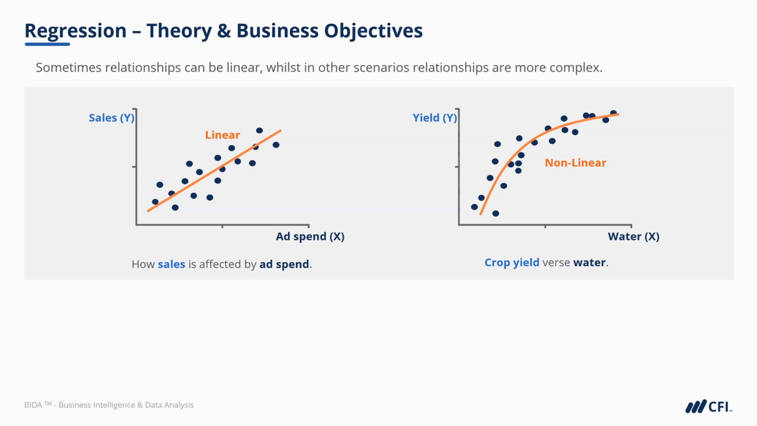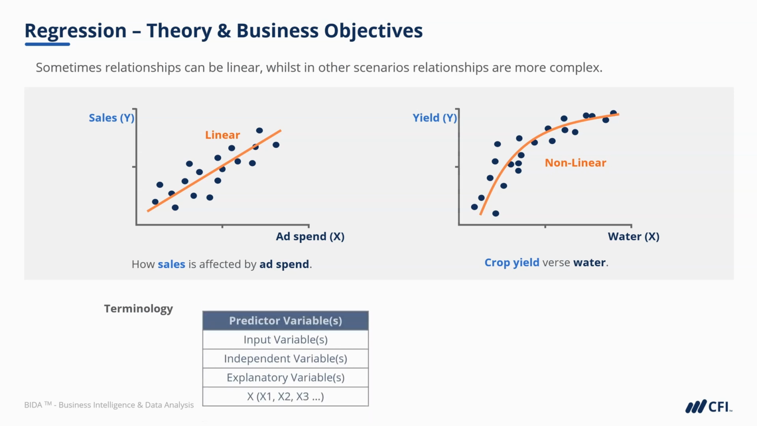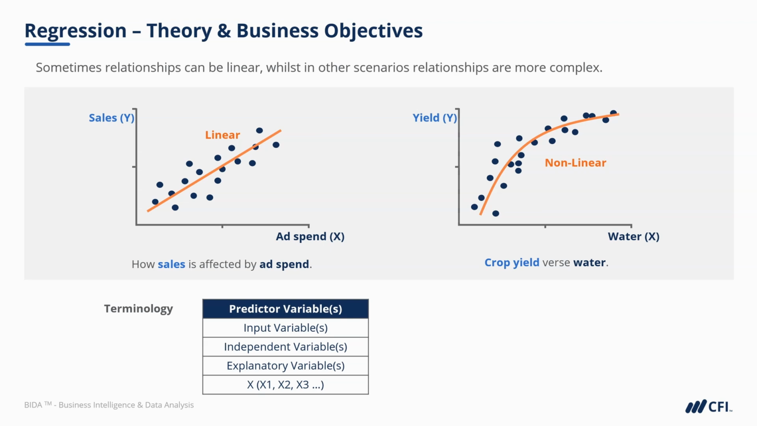Before we go any further, I just want to clarify the various pieces of terminology used within regression. So when we talk about model inputs, there are various terms that might be used. In general, these are predictive variables, and we might call them inputs, independent variables, explanatory variables, or we might just refer to them by x or x1, 2, 3 if there's more than one.